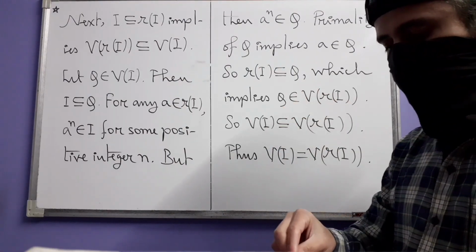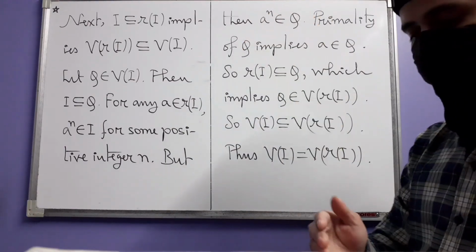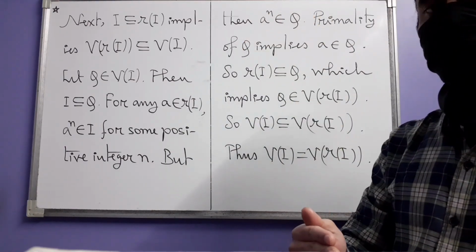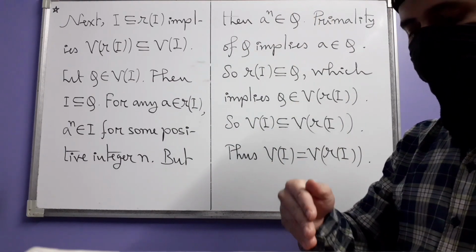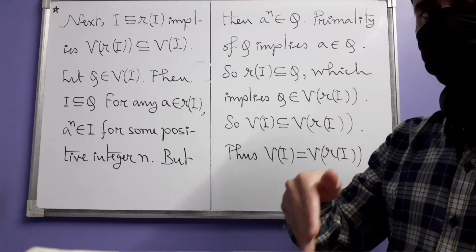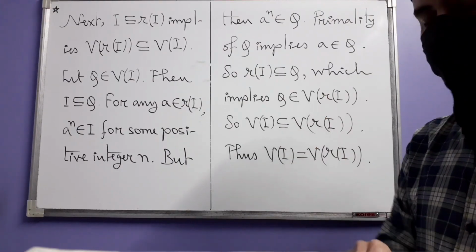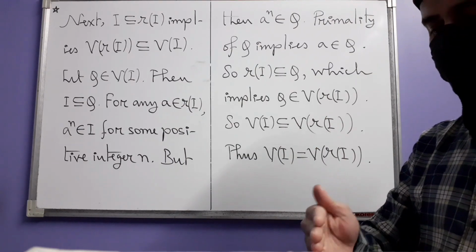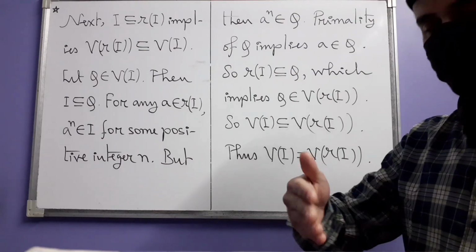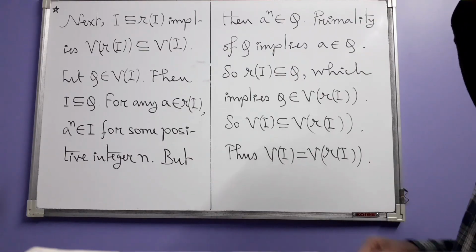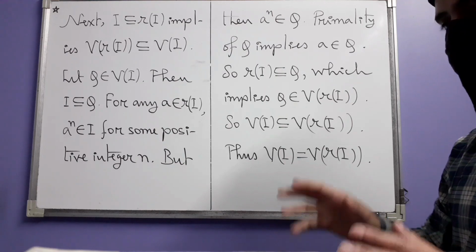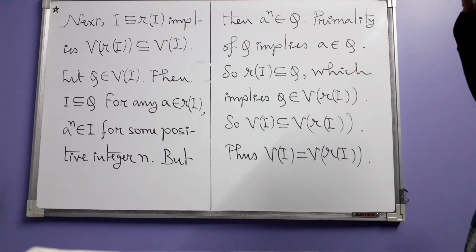But say n is 3. Then you write A to the power n as A squared times A. Then primality tells you that either A is in Q or A squared is in Q. If A is in Q, fine. Otherwise A squared is in Q, and then you can continue the argument. No matter what n is, you eventually get this.